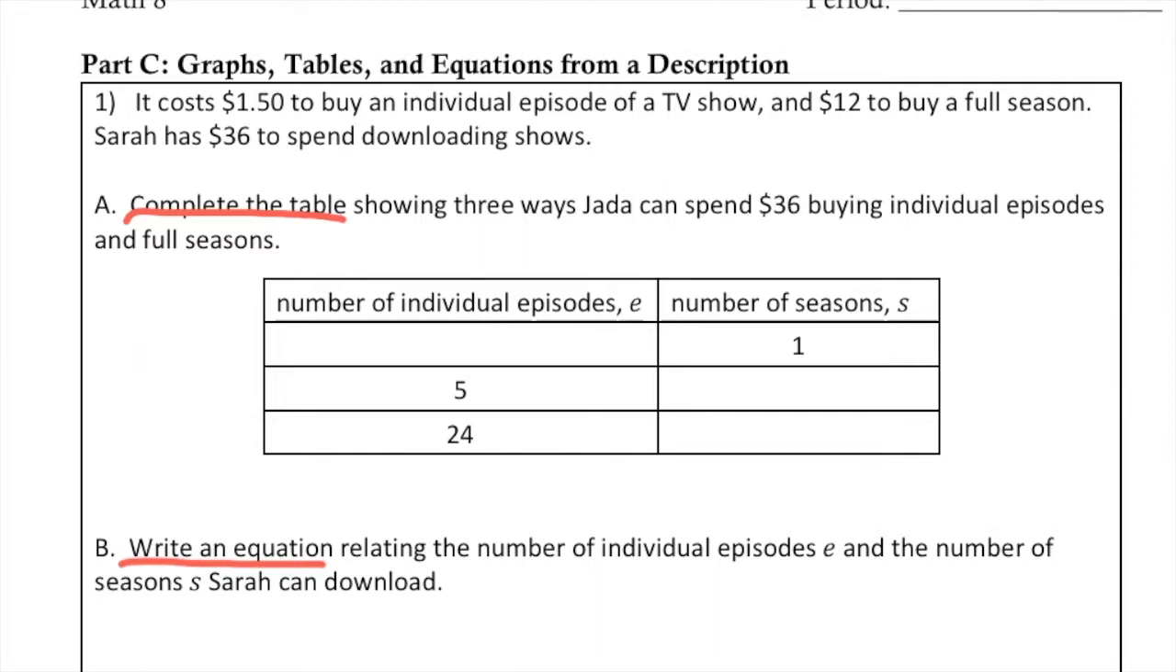So it costs $1.50 to buy an individual episode of a TV show and $12 to buy a full season. Sarah has $36 to spend downloading shows. So if Sarah, and just pretend this says Sarah, that was obviously a mistake. Okay, if Sarah purchases 1 season, that's $12. So 36 minus 12 is 24. So she has $24 left to spend on individual episodes.